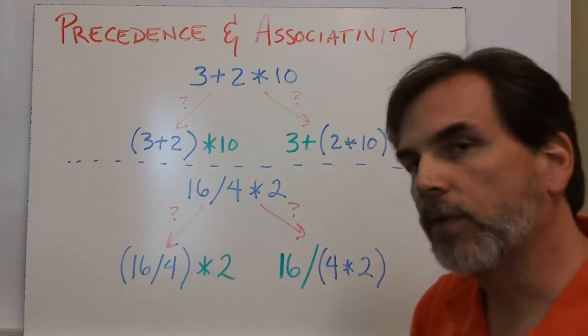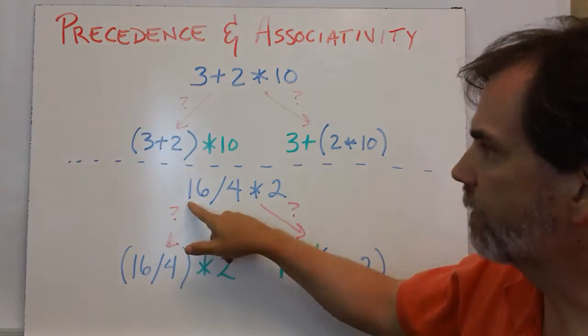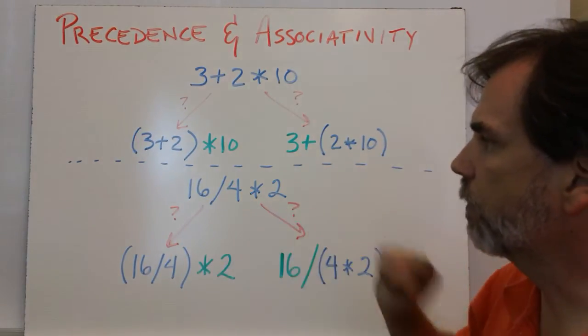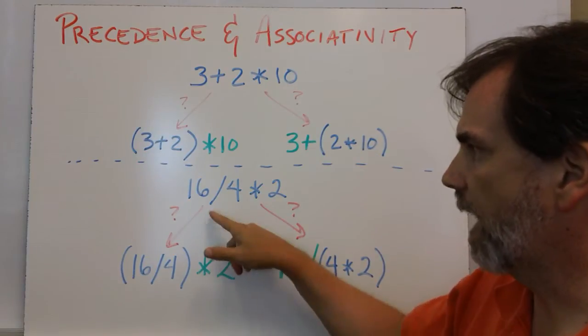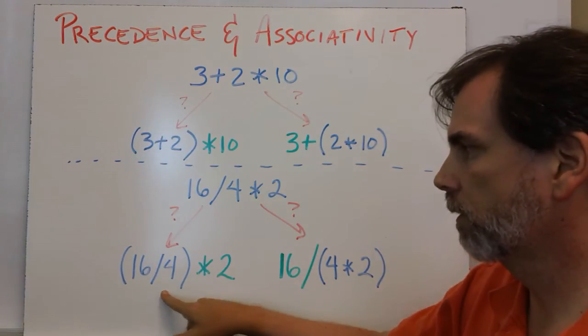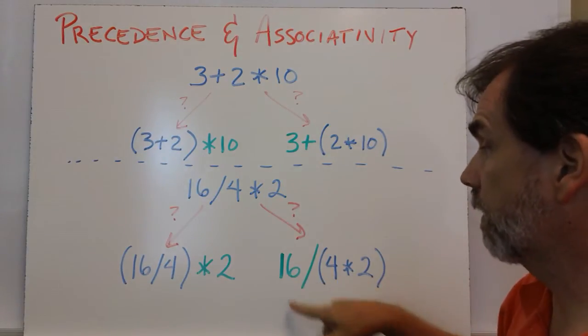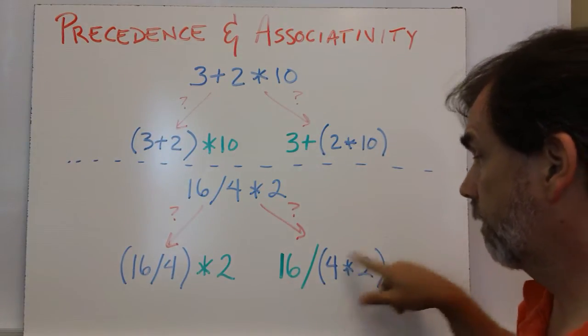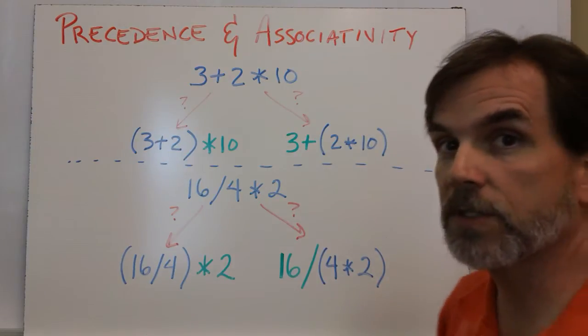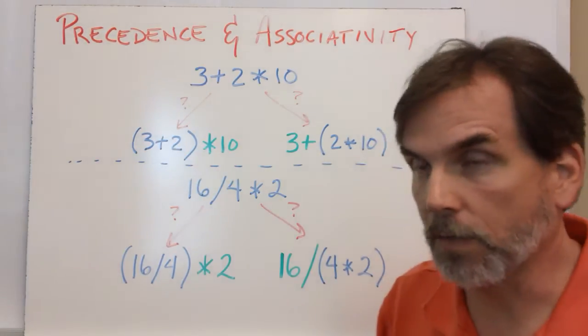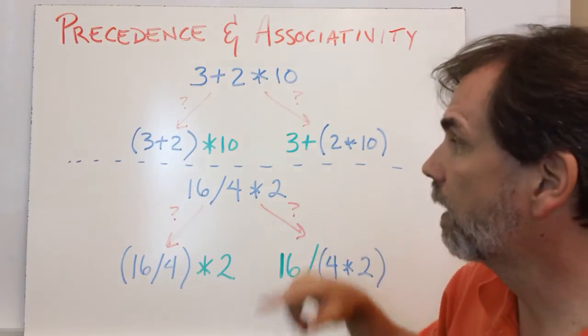Now on our table, we also see we've got here 16 divided by 4 times 2. So is that 16 divided by 4, times 2, which is 8, or is it 16 divided by the quantity 4 times 2, and that answer would be 2. So the answer is different depending on which you think this means.